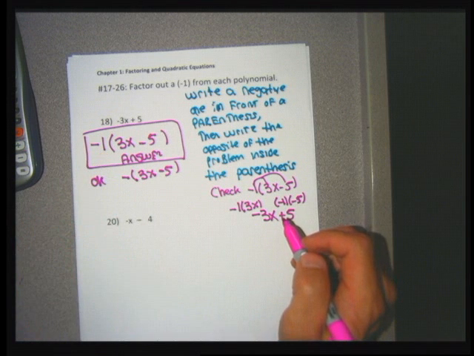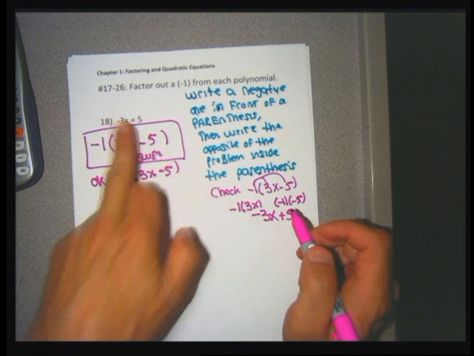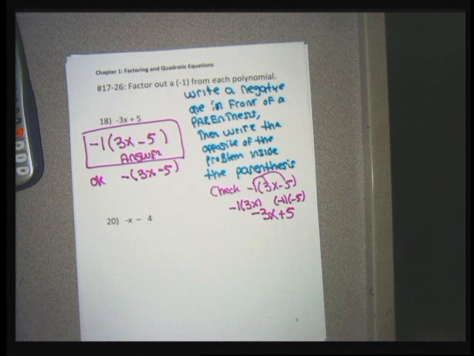But anytime I'm factoring out anything, I should be able to multiply back what I think is my answer, and it should always equal the original problem. So I'll go through these kind of quickly because they're easy and I won't check so much.